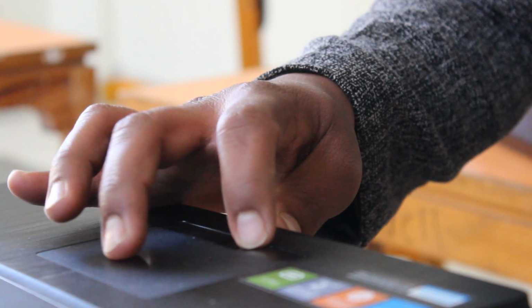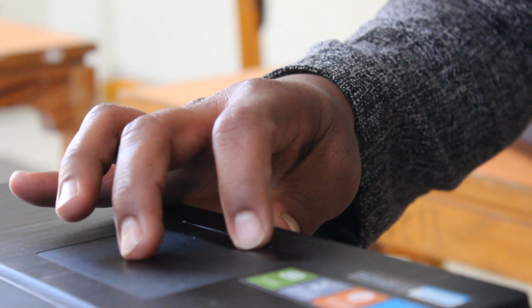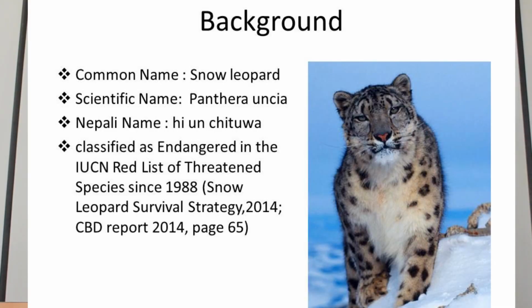Nepali name is chituwa. Snow leopard have been classified as endangered in the IUCN Red List of Threatened Species since 1988, with the most recent assessment in 2008. The species is currently being reassessed for the next period of 2015 to 2020.